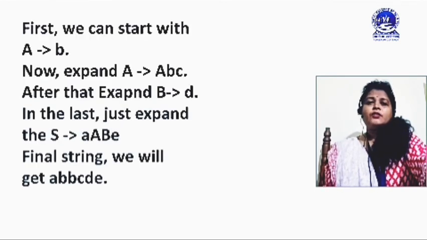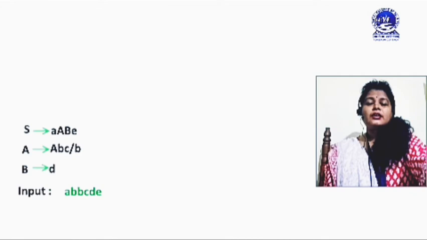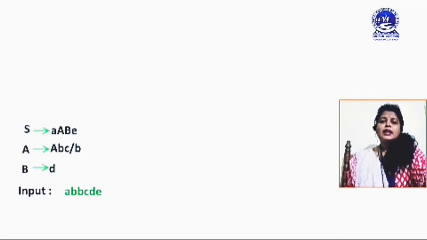First of all, we will use the production rule A implies b. Then we will use the next production rule A implies ABC. And then after this expansion, we will use the production rule B implies d. And finally, we will use the production rule S implies AABE. In this way. But here, I am going to explain this by using pictorial representation so that you will be very clear. I have mentioned the production rule and the input.